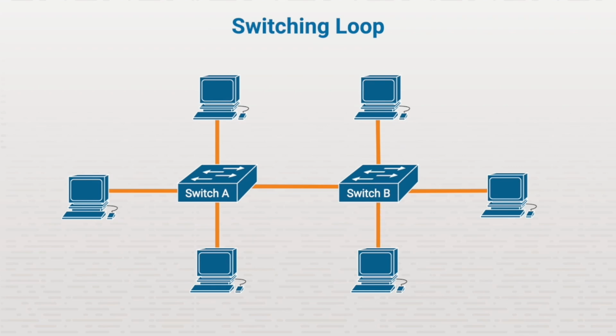It doesn't matter which switch you're connected to. A broadcast frame will propagate to all the switches it can reach. This is normal behavior and how things are supposed to work. But let's look at what happens if we add a second link between these switches.